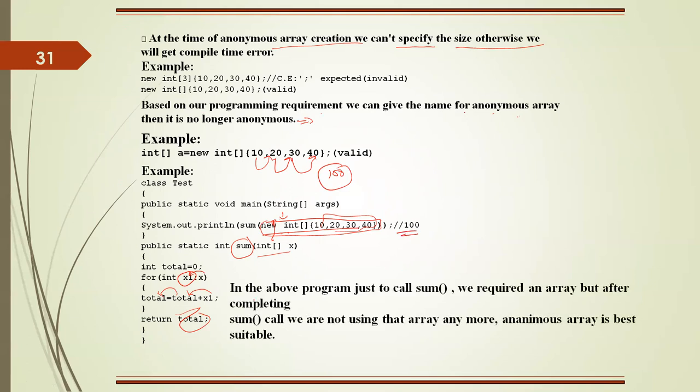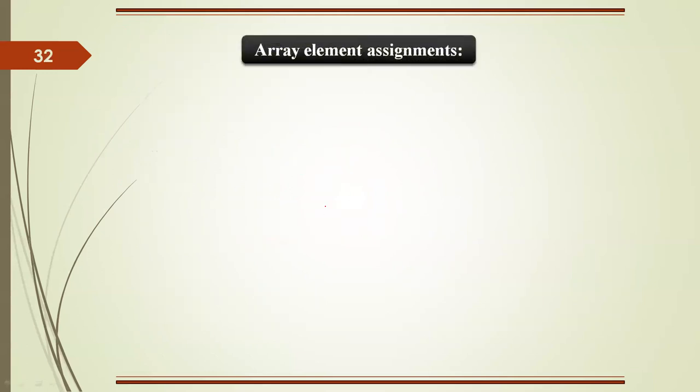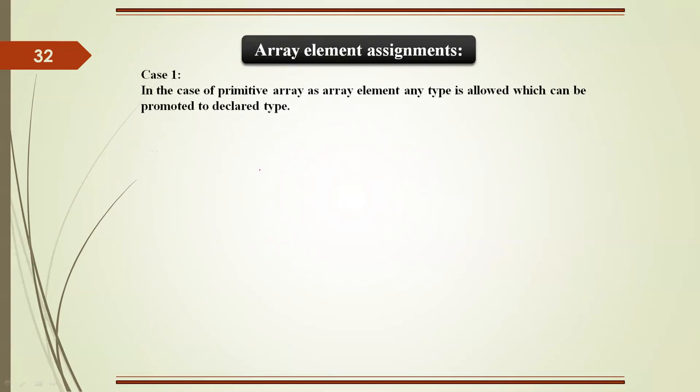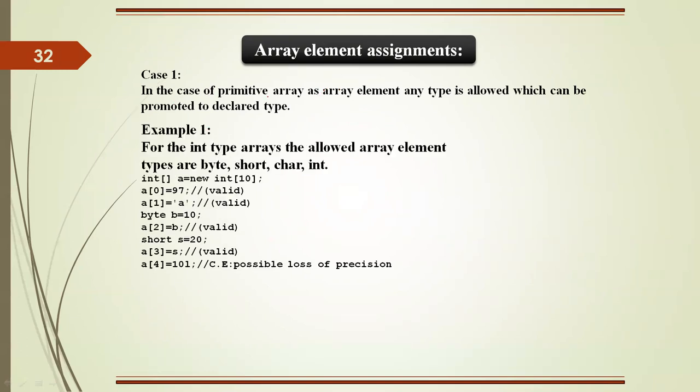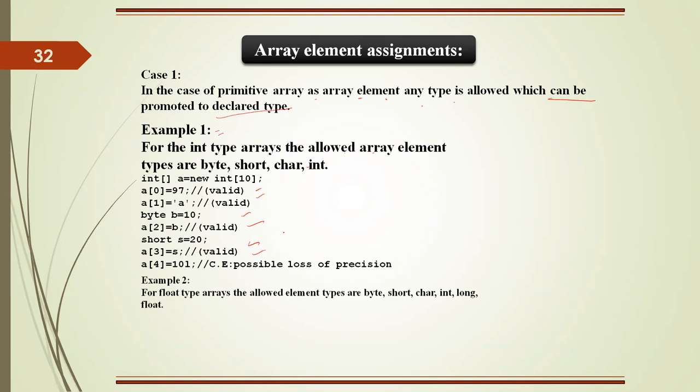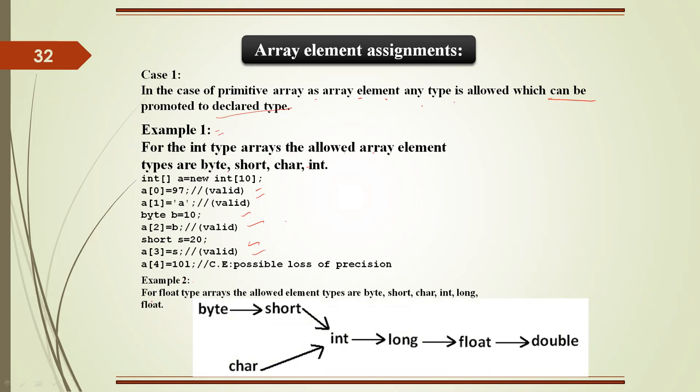Now there are some more points required: array element assignment. In the case of a primitive array, as an array element, any type is allowed which can be promoted to the declared type. For an int type array, the allowed element types are byte, short, char, and int. For a float type array, the allowed element types are byte, short, char, int, long. Other than that, it's a floating array.